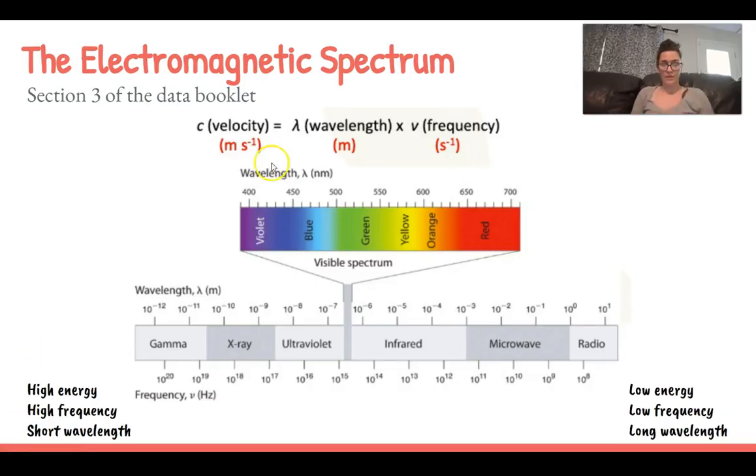And when you multiply wavelength and frequency of light, it equals the speed of light, which is also given in your data booklet. You can see here that gamma rays are the highest energy part of the electromagnetic spectrum, whereas radio waves are the lowest energy. So they have low frequencies and long wavelengths.